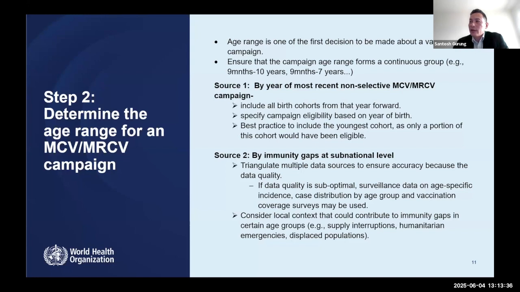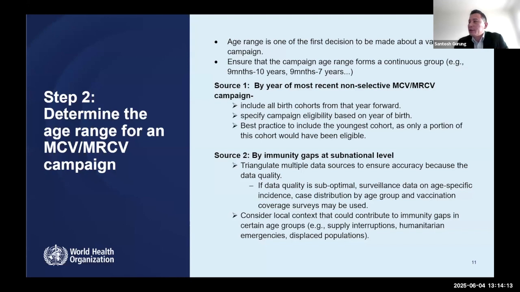In the guidance, we talk about 4 sources that are very helpful to determine the optimal age range selection for an MR campaign. The first is, when did you conduct the last measles rubella SIA? Once you determine the year, you include all the birth cohorts from that year forward. You specify the campaign eligibility based on the year of birth, and the best practice is to include the youngest cohort, as only a portion of them could have been vaccinated in the past campaign.